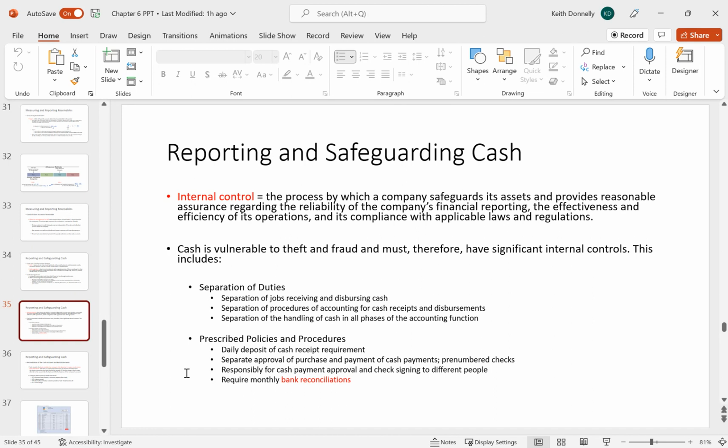We need to safeguard this. But with cash, you're going to want to have a lot of controls around them, like policies and procedures to help protect them. And some of the things you can do here is separation of jobs. So you can have one job where a person receives cash in the company and another where they pay the cash out, right? So one person's job is collecting the cash, and the other person's job disperses the cash.